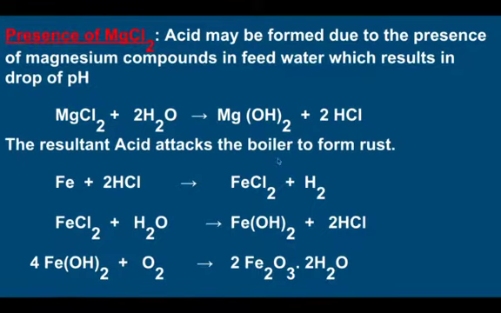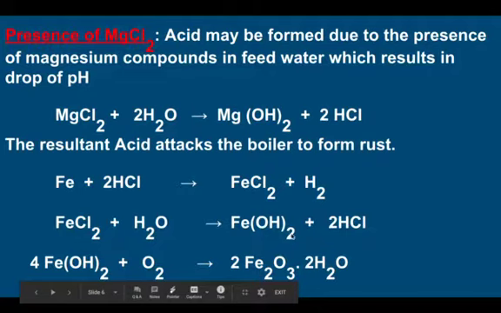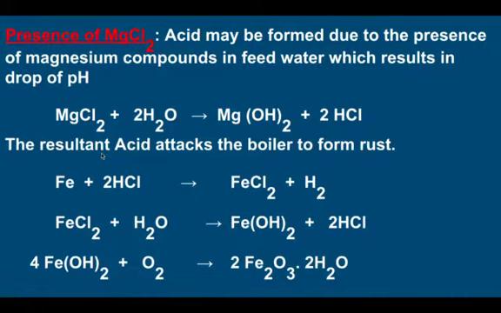The acid thus produced will combine with iron to form ferrous chloride, FeCl2, and hydrogen. This ferrous chloride again will combine with water and get converted to the corresponding hydroxide, that is Fe(OH)2, and again HCl will be released. This ferrous hydroxide again combines with oxygen and forms hydrated ferric oxide, that is rust. So this is how magnesium compounds present in boiler feed water can lead to the formation of rust and thus lead to boiler corrosion.